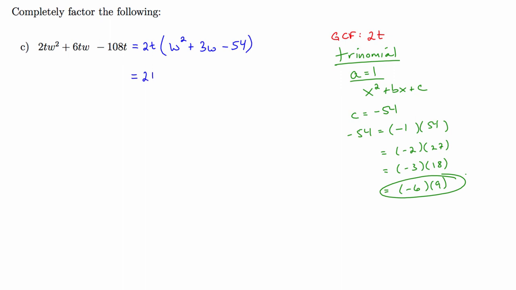Remember, the 2t that was the greatest common factor will continue to sit in front of any future work that we do. Because this was an a equal to 1 trinomial, or a trinomial whose leading coefficient was 1, we can jump straight to the factored version now that we know our factor pair. So w squared plus 3w minus 54 we'll factor as w minus 6 times the quantity w plus 9. Or from the perspective of the entire polynomial we're trying to factor, the final answer is 2t times the quantity w minus 6 times the quantity w plus 9.